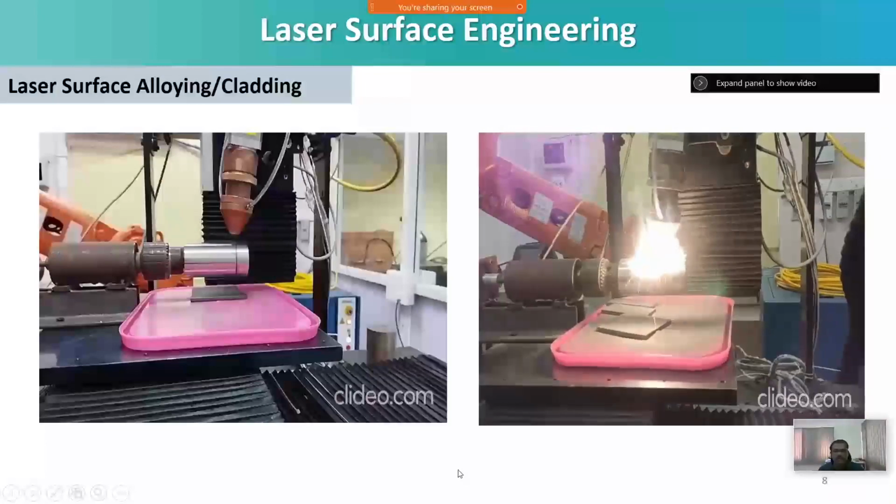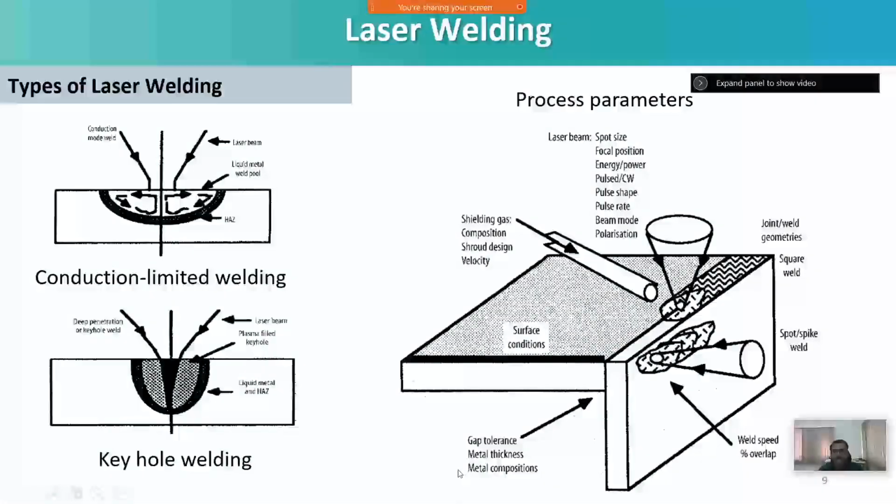So that's about laser cladding. And laser welding, we used our system for limited applications of laser welding, and whenever any kind of requirement comes, we do it. Otherwise, mostly we work on laser surface treatment applications. And there are two types of laser welding. One is conduction limited, another one is keyhole.